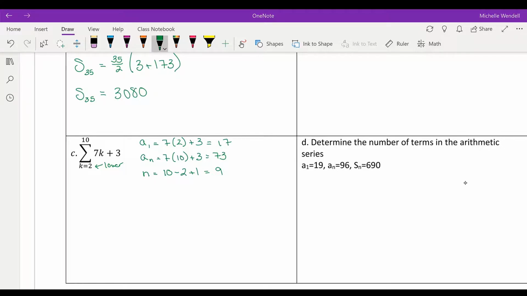So when I plug this into my formula, I'm looking at S sub 9 equals n over 2. Again, n is 9 in this case. So 9 over 2 times the first term, which I got by plugging in the 2, plus my last term. So the sum of those 9 numbers is 405.